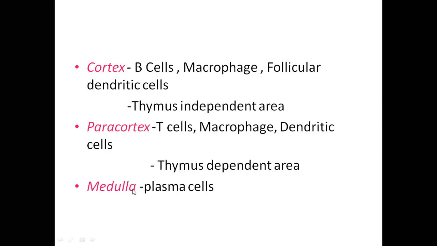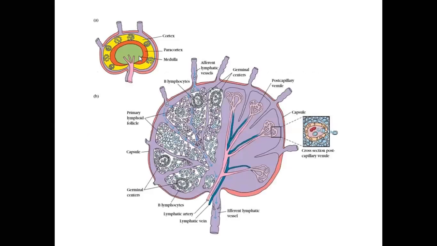Then comes the medulla. This area has the presence of plasma cells. That means from the B cell, what will it develop into? When the B cell is activated by the T cells, it will convert into plasma cells. And the plasma cells which are developed from this B cell go into this medulla area, the green color.